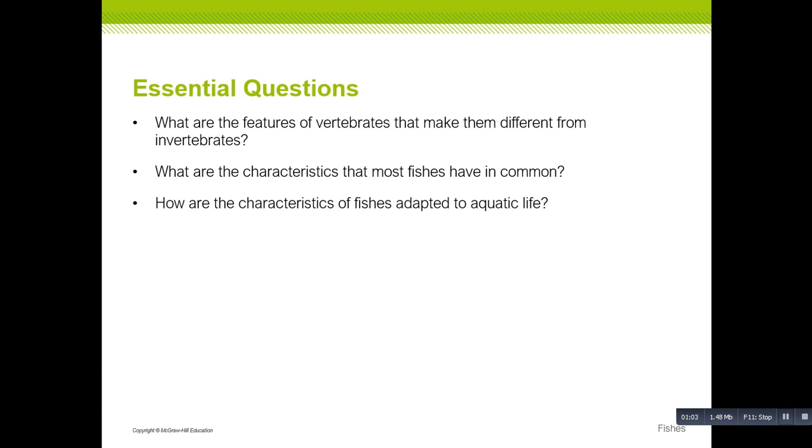We're also going to look at the characteristics that most fishes have in common, and we're going to look at the characteristics that make them very well adapted to aquatic life.